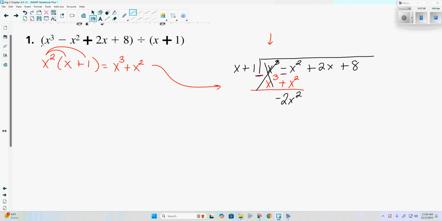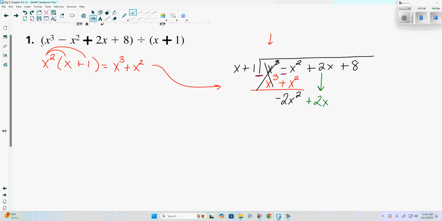Questions on what we've done so far? We're almost done with the first step. And again, once we get the hang of this, it's going to go a lot faster, but I want to make sure we're good with this here. Yes? We understand everything so far. Last part of the first step is to bring the next term down. We're going to bring this next term down, which is our plus 2x.